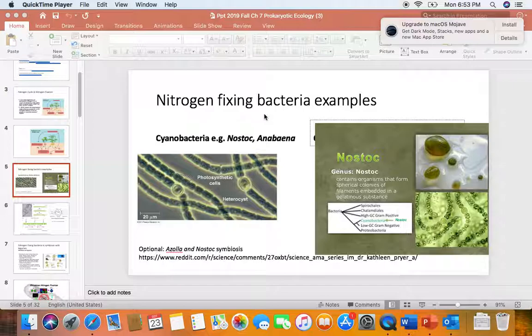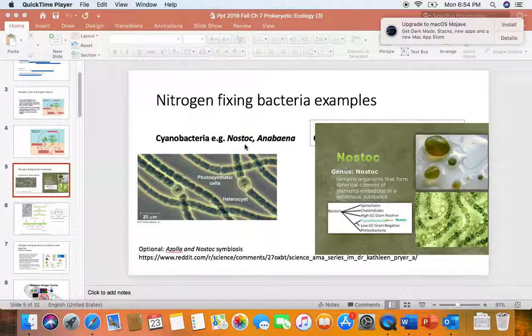To do that, you have to have an enzyme complex called nitrogenase. So again, very few microbes make nitrogenase, but we'll be looking at some of them. Now, one group of microbes that can make nitrogenase are the cyanobacteria, and the one that we've looked at already, so we'll focus on this one, is Nostoc. In some slides you'll see Anabaena is another example of a cyanobacteria.